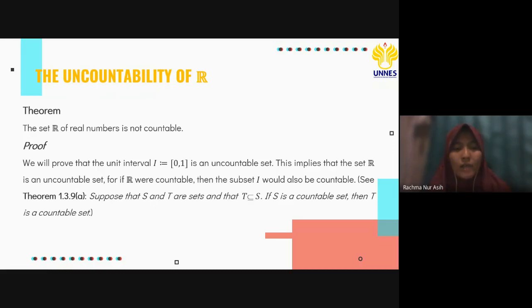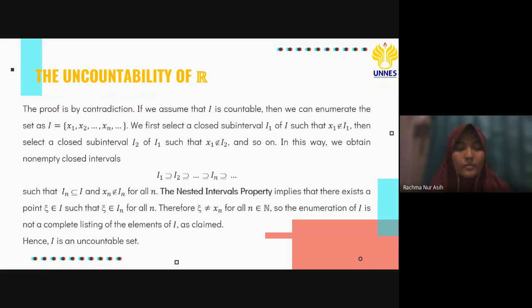1.3.9, option A. That is, suppose that S and T are sets, and T is a subset of S. If S is a countable set, then T is a countable set. The proof is by contradiction. If we assume that I is countable, then we can enumerate the set as I equals x1, x2, until xn.